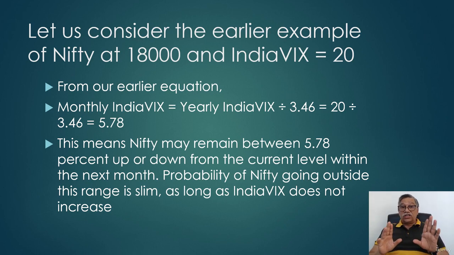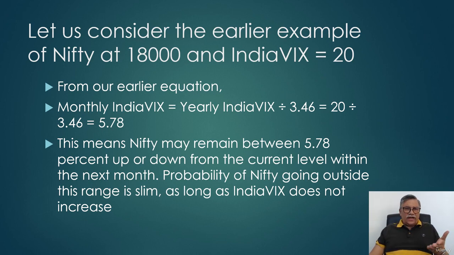Remember, this is not constant. It depends on how much is your VIX, annual VIX. Okay, it's not that every month it will be 5.78. So you take whatever is the VIX, divide it by 3.46, and whatever answer you get, Nifty is likely to remain in that range in that particular month. And as I said, if VIX increases within the month, the range may broaden.